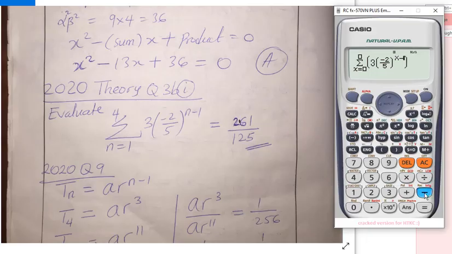So I will now come here, x starting from 1 to 4. That is what I'm going to do. x starting from 1 to 4. That is what I'm going to have. So I'll press equal to. So once I press equal to, my answer is 261 over 125.